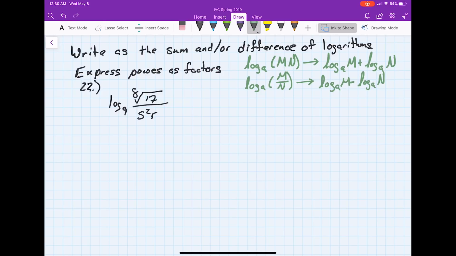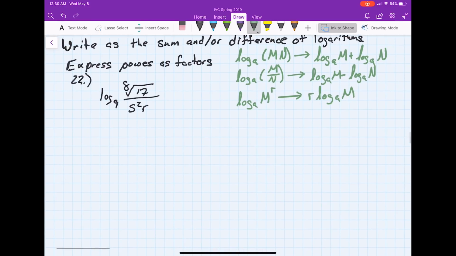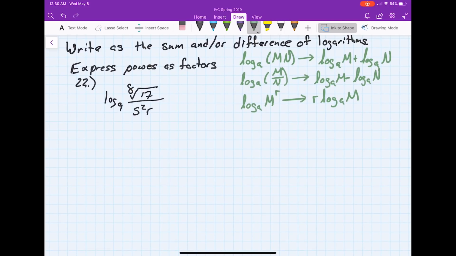And then the last rule that we have with logs is log base a of m raised to a power of r, for example, can be rewritten with the exponent out front, so r log base a of m. Now, knowing these 3 rules, we can rewrite this as a sum and or difference. So since it's a division, we'll start off by doing this part of it.